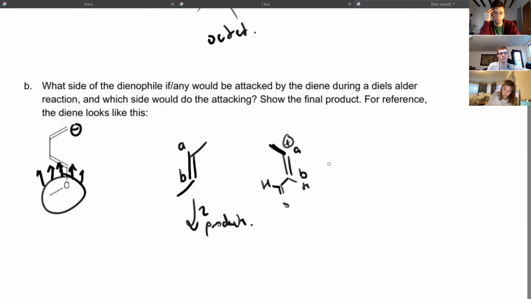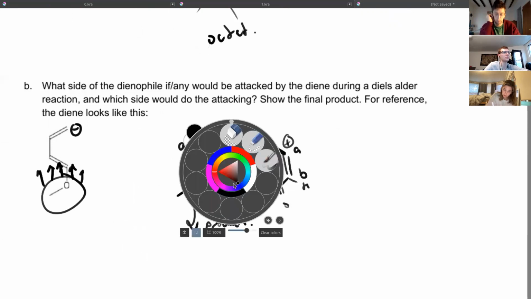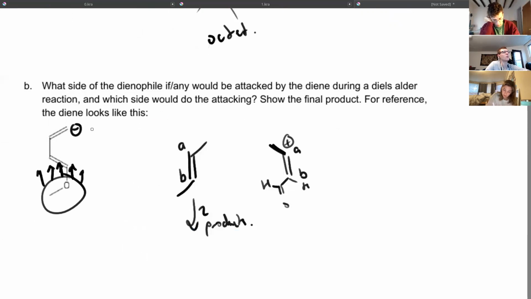Yeah, exactly, right? Minus and plus. It's going to come up with a better combo. Yeah, right? There we go. These two are happy.